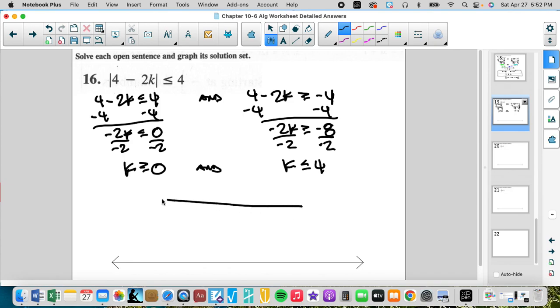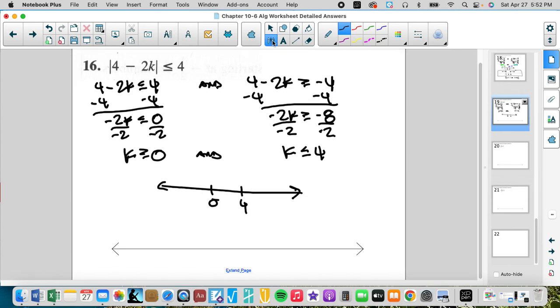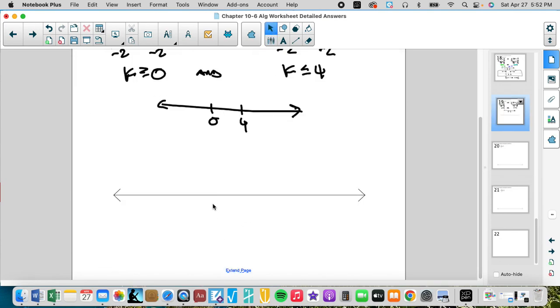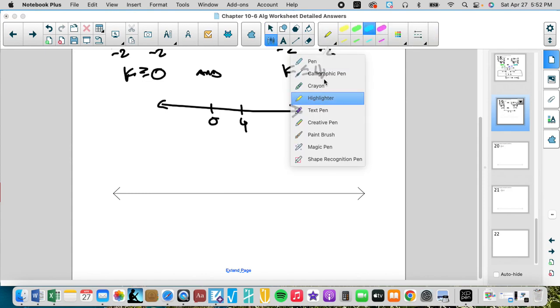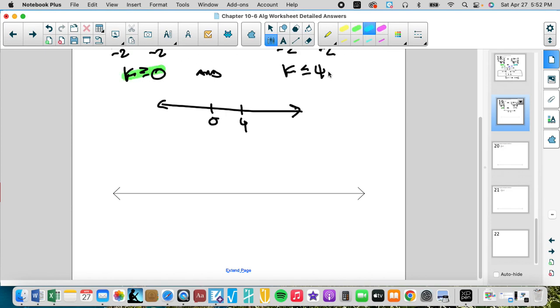So let's sketch 0, 4. Let's move this out of the way a little bit. We'll do this in green, this in blue. K is greater than or equal to 0. K is less than or equal to 4.